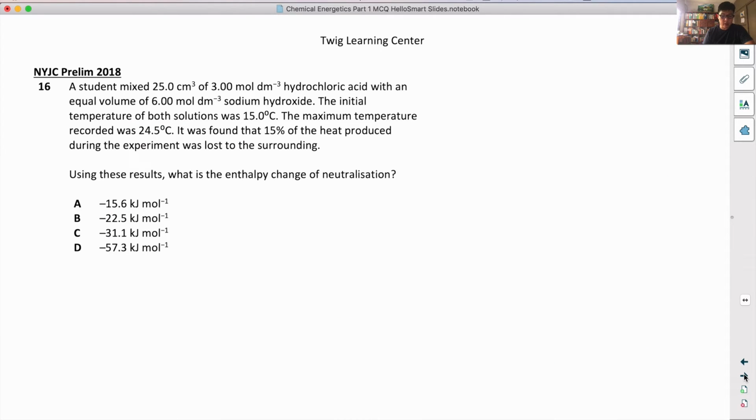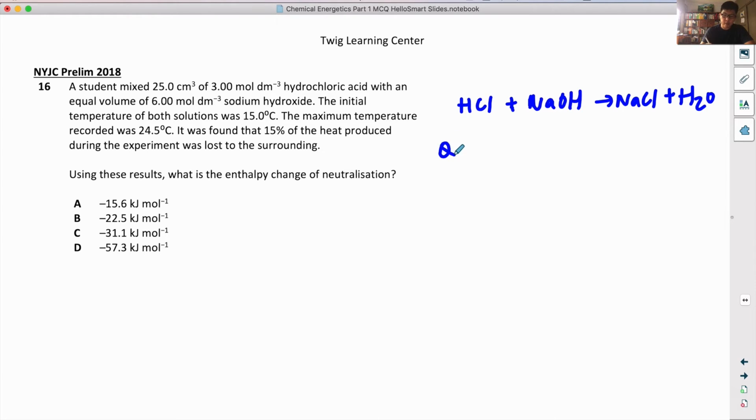A student mixes an equal volume of hydrochloric acid and sodium hydroxide. Take note, this is a reaction: HCl is reacting with NaOH, an acid-base reaction, to give you sodium chloride and water. It's a bit like neutralization. The initial temperature of both solutions was 15. The maximum temperature recorded was 24.5. They said 15% of heat was lost, which means I'll take it as 85% efficient. So what's the enthalpy change of neutralization?